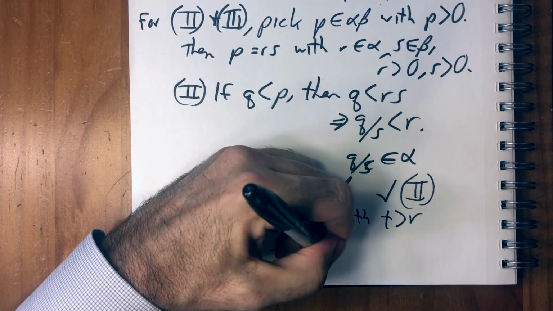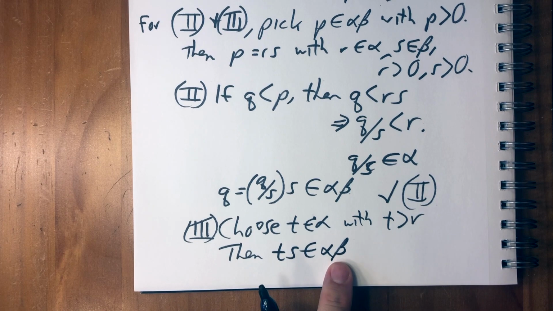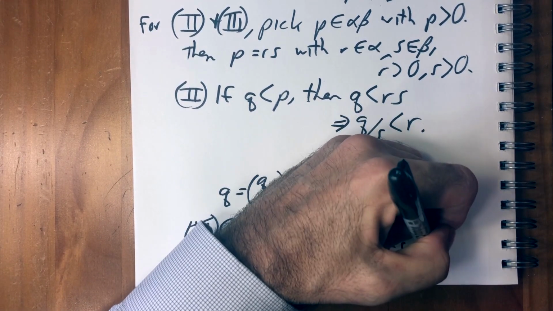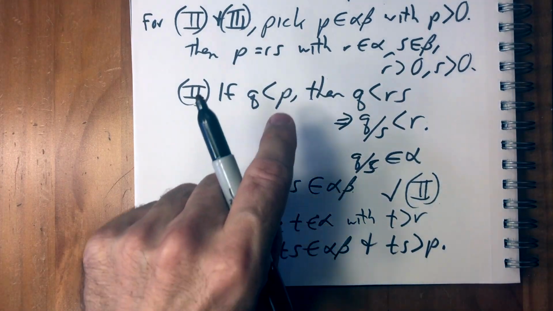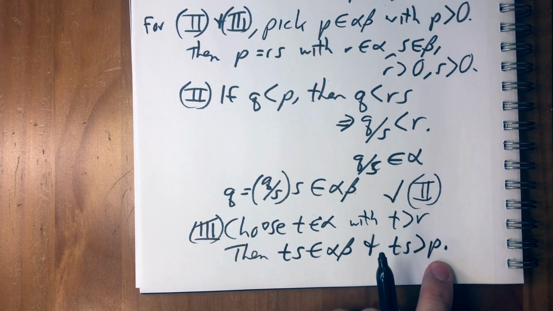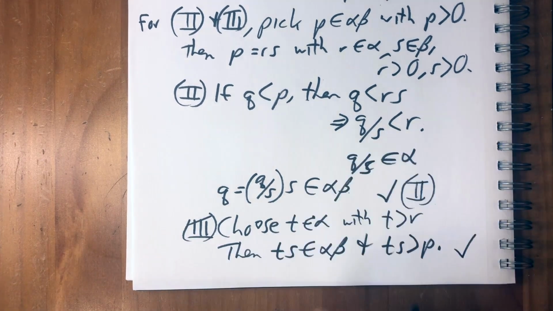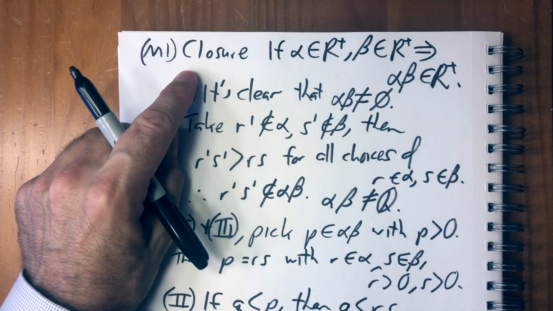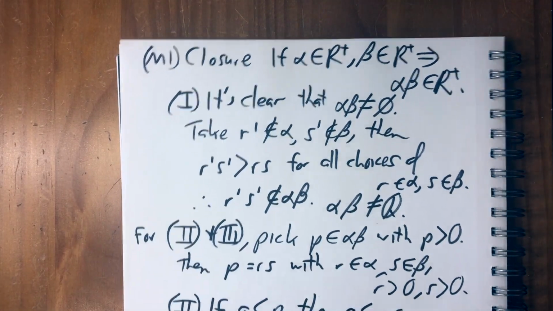Then TS is an element of alpha beta, right? Because T is an element of alpha, S is an element of beta. And TS is greater than P. So this is 3, right? You start with an element of alpha beta. You find an element bigger than that element and show that it's also in alpha beta. That's 3. Okay, so we've shown closure: if alpha's in R plus, beta's in R plus, then alpha beta is in R plus.